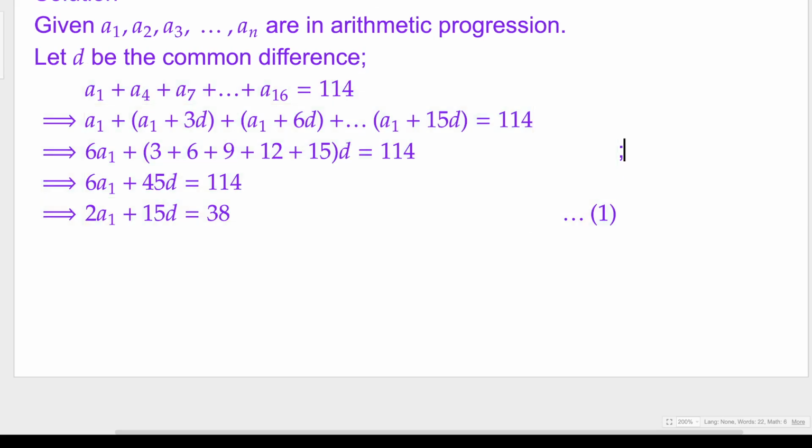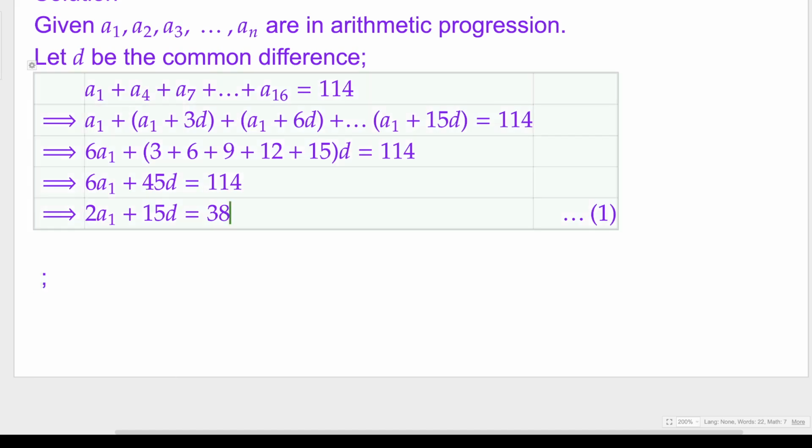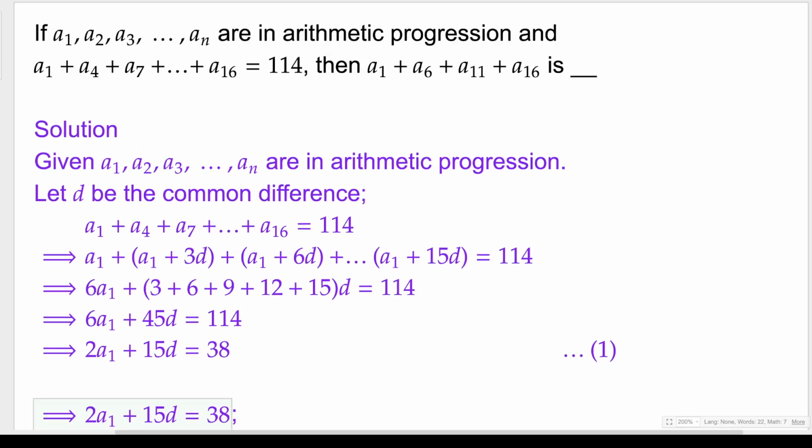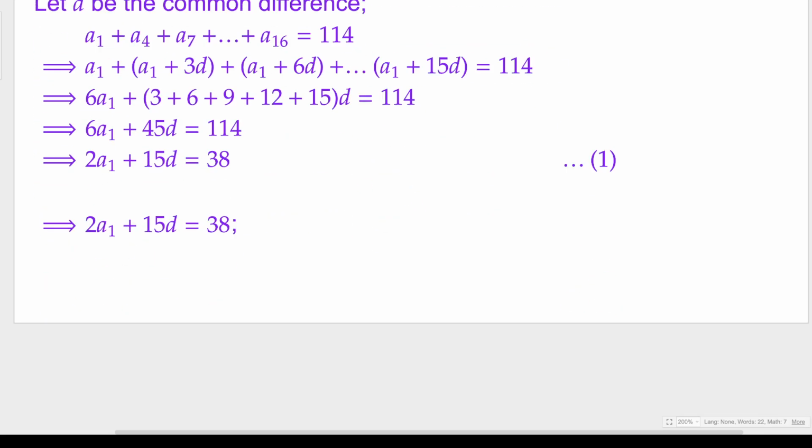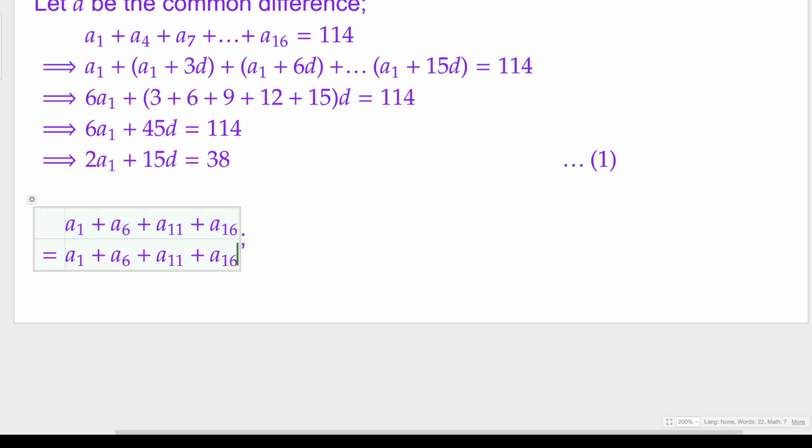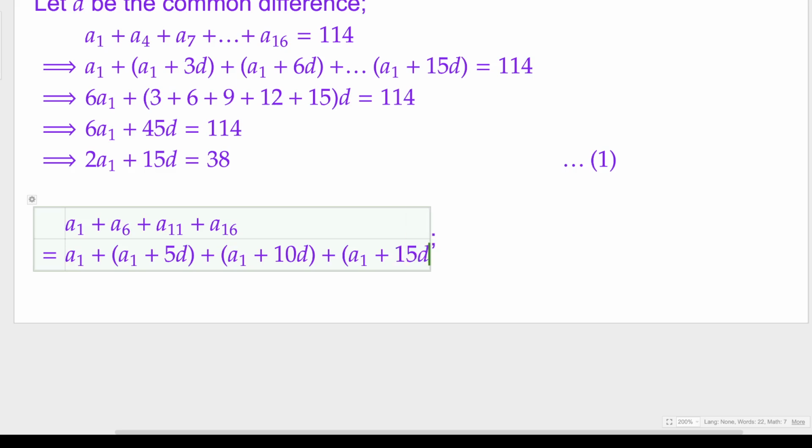Now in the next step, the target is to compute this particular expression, so I'll write this expression once here and then expand these terms. So a1 can be written as it is, a6 can be written as the first term plus 5 times d, a11 can be written as a1 plus 10 times d, and a16 can be written as first term plus 15 times d.